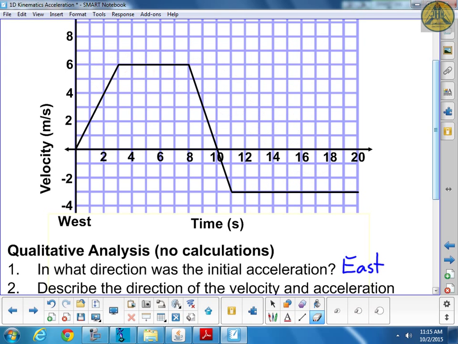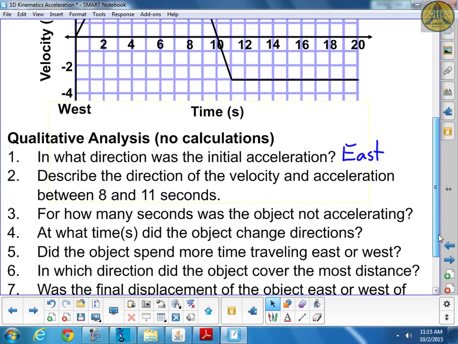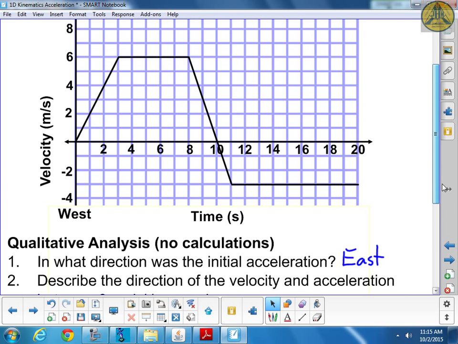At what times did the object change direction? Direction change always happens when velocity goes from positive to negative or negative to positive. Even if it's a position time graph, it's the same thing. So it doesn't matter what graph you're looking at. That only happens at one point, and that's at 10 seconds. So at the 10-second mark, the object has changed direction.